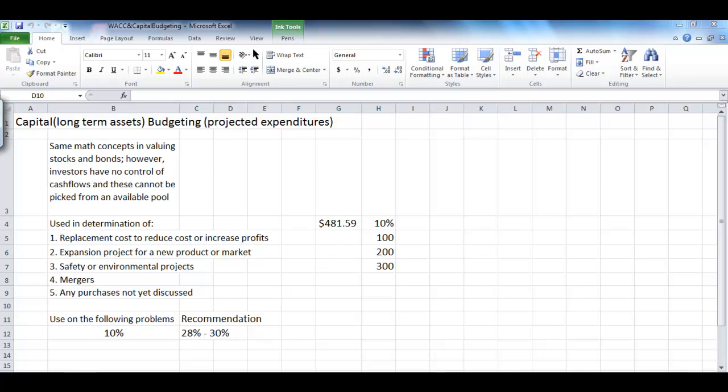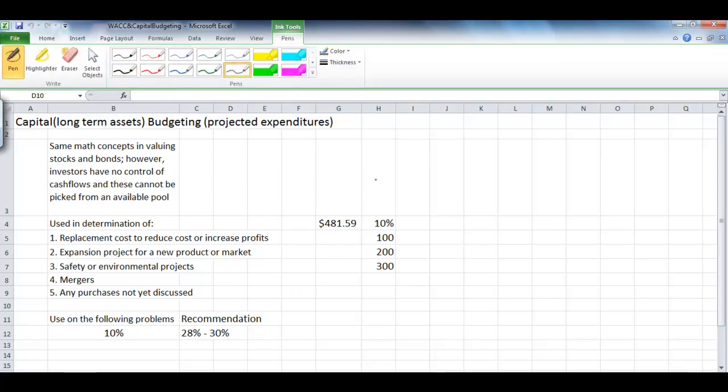So let's go ahead and create a problem. Let's say you've been approached to maybe spend some money to save $100 1 year from now, $200 2 years from now, and $300 3 years from now. And we're using that 10% rate. Can you tell me what number equates to those cash flows? Now, let's say that you've been told that it's $481.59 to purchase that.